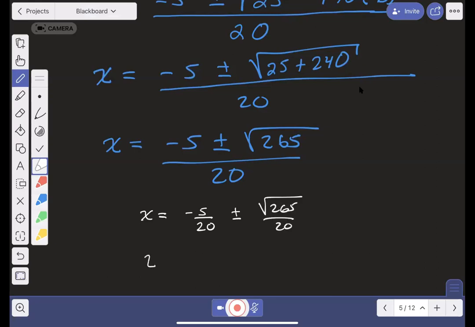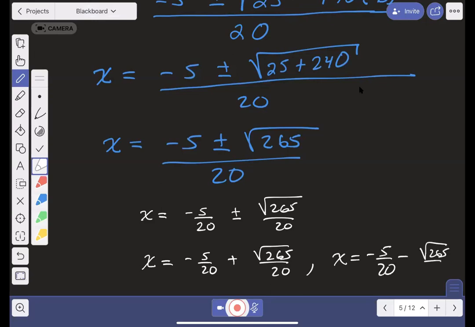I write it a little differently. Oh, you know what? I'm not going to write it differently. I'll leave it that way. I'll just write down minus 5 over 20 plus root 265 over 20. And the other one is x equals minus 5 over 20 minus root 265 over 20.